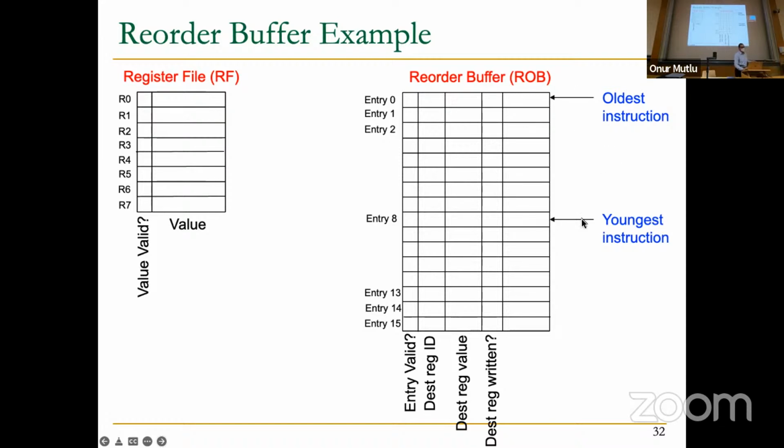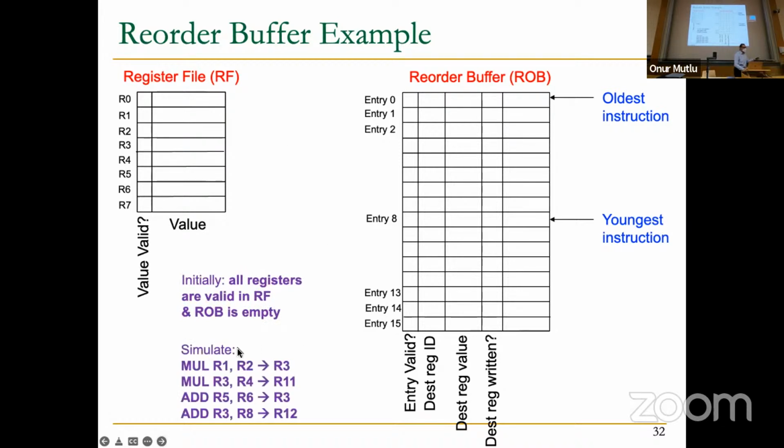So the reorder buffer has the oldest instruction. You basically need to look at all of the entries in between that are older than this particular instruction so that you can get that value. Initially, all registers are valid in the register file and the reorder buffer is empty. This is an example that we will simulate, but I will also assume that there are some instructions in between. So let's now switch to the simulation of this reorder buffer example.